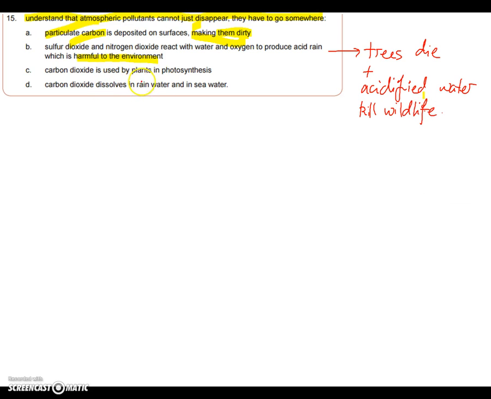Carbon dioxide is used for plants' photosynthesis, so this is a good part of burning fossil fuels. It produces carbon dioxide which we use to grow more plants, and it can also dissolve in rainwater and in the seawater, and that can lead to sedimentary rocks, and that can lead to greater growth. Okay.